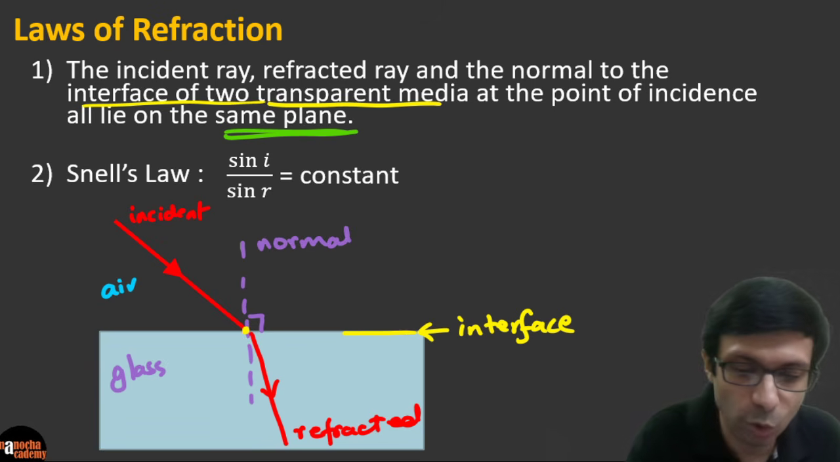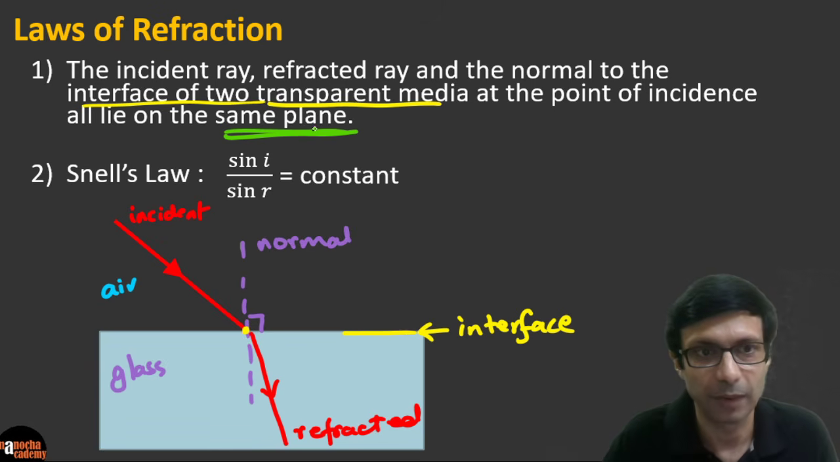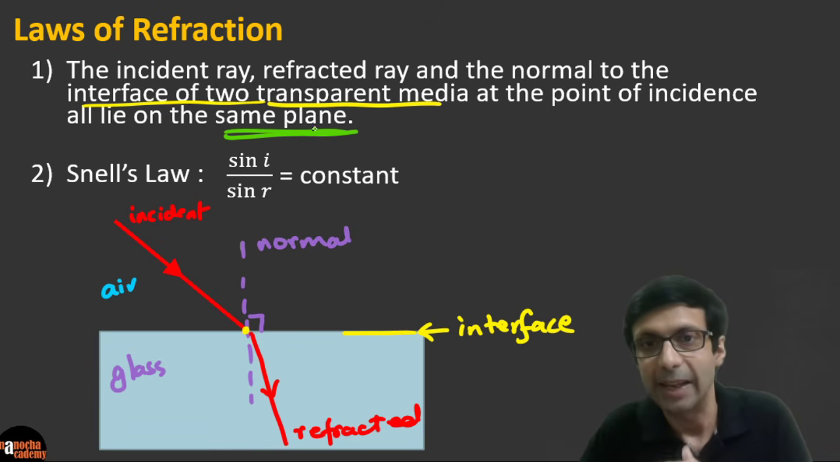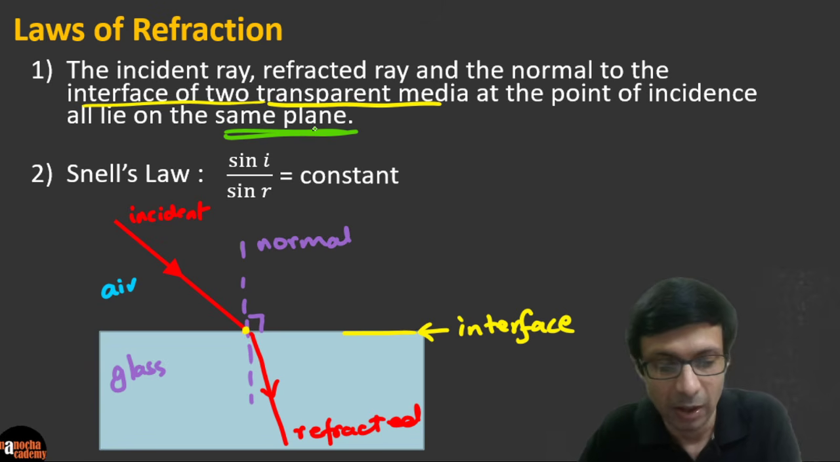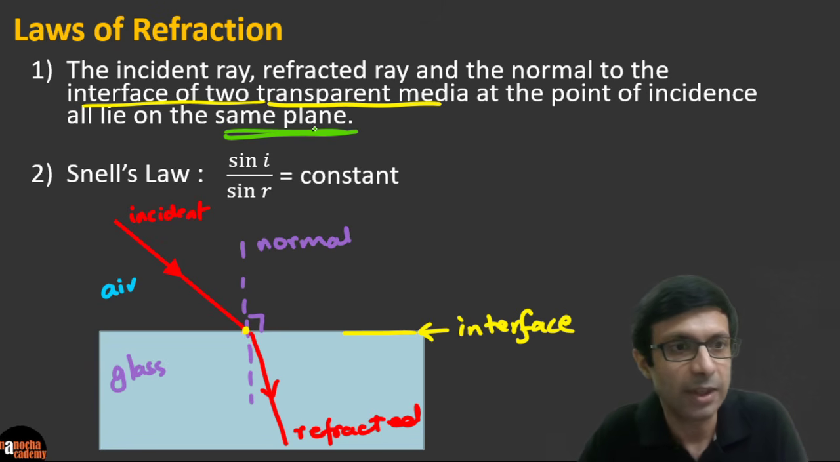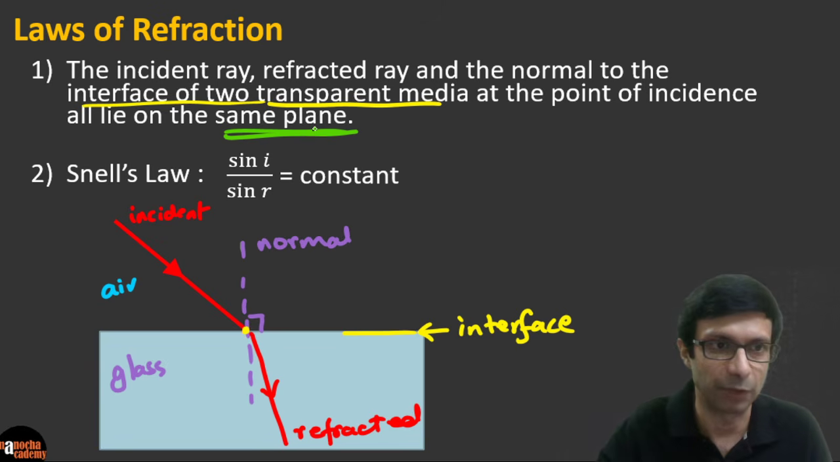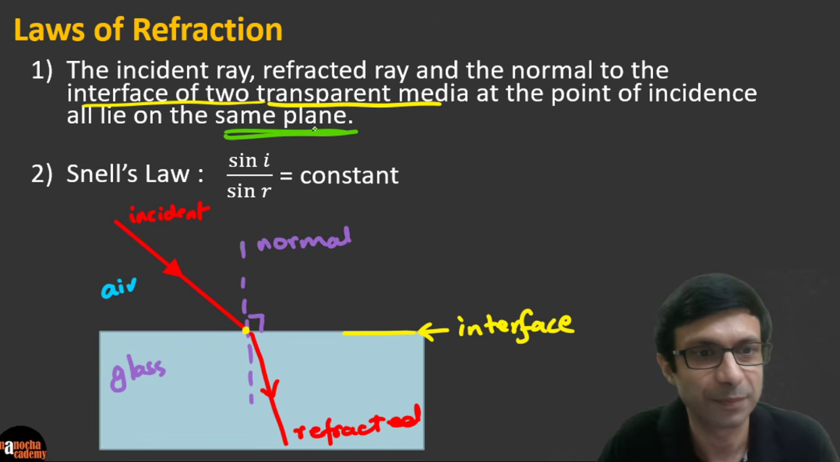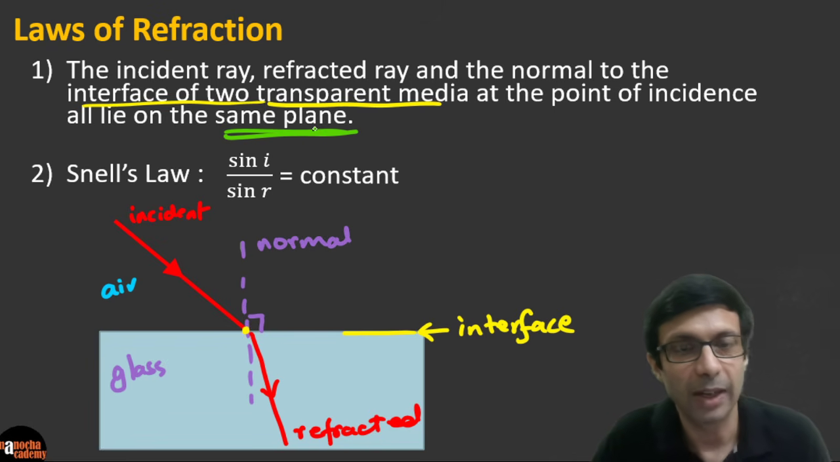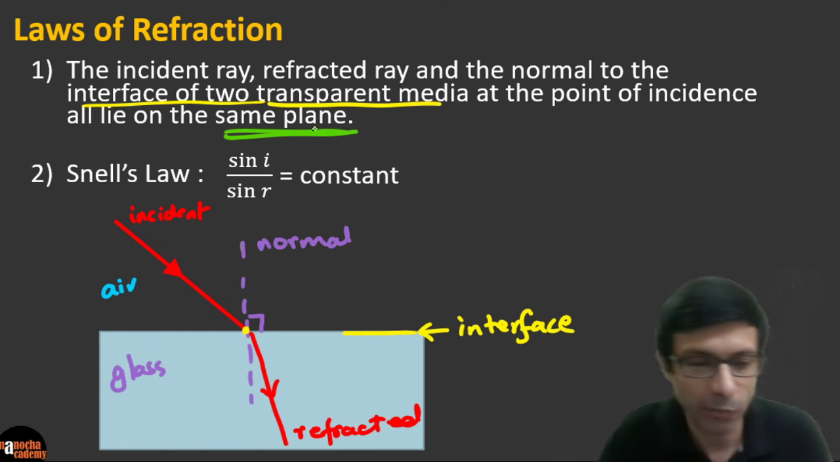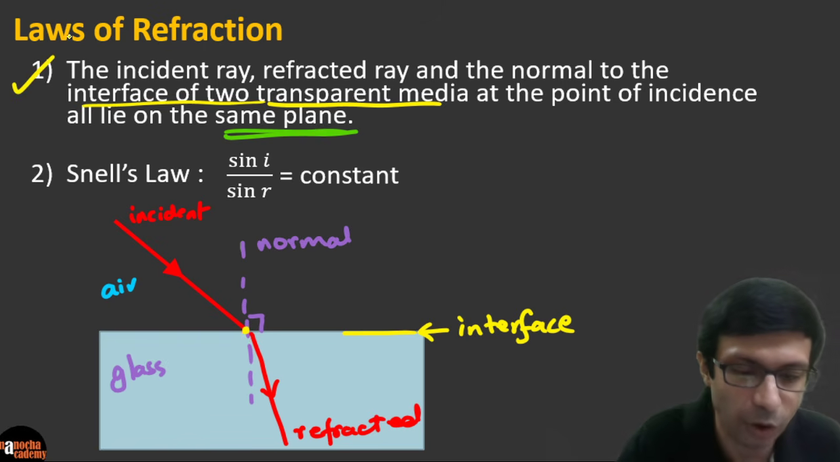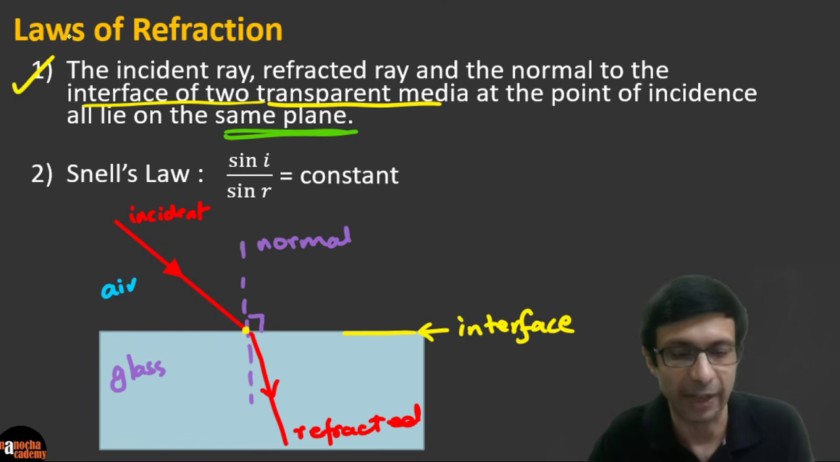So guys, let me ask you, what is the plane over here? Is it that interface, or is it this surface that you're seeing here? What is the plane that we are talking about? A plane in physics is a flat surface. So what is the plane here, guys? What do you think? Yeah, I'm coming to the second law. Don't worry. First we are discussing the first law, and then we'll talk about the second law.